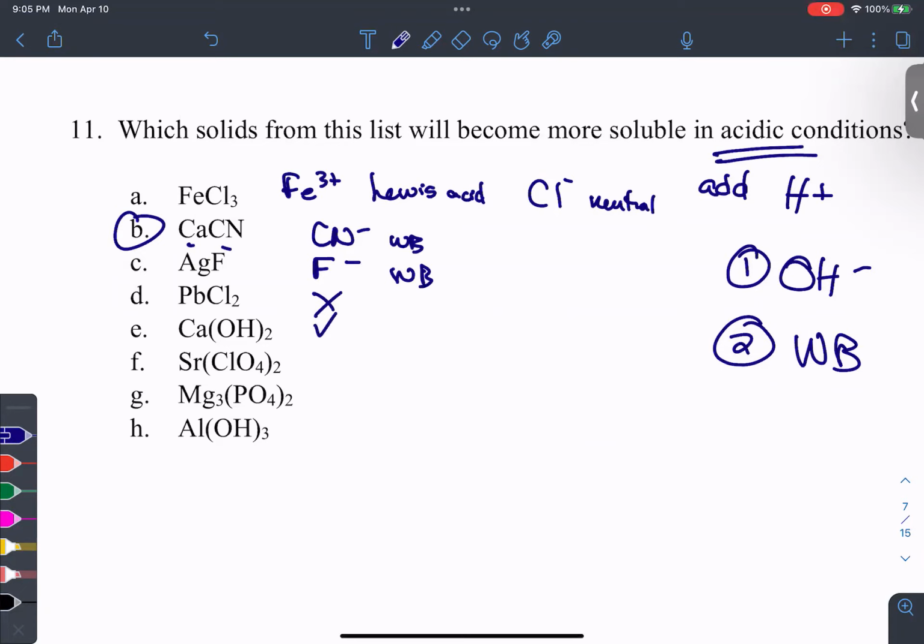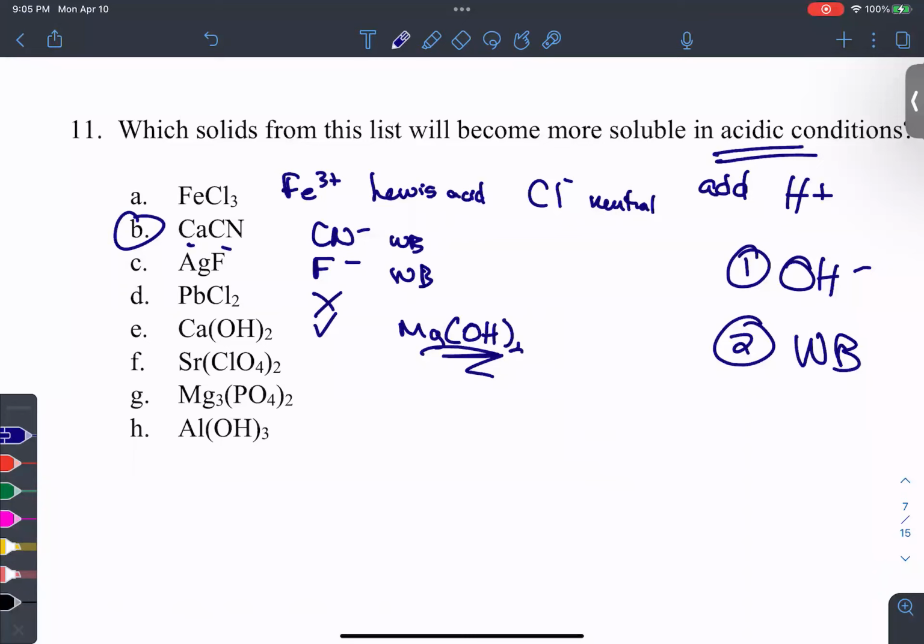Magnesium hydroxide, milk of magnesia. I did this demo. I don't think I did it for you guys because it's really messy. Did it for my other class, sorry. Well, milk of magnesia, magnesium hydroxide, will that become more soluble in acidic conditions? Yes, because there's hydroxide there. Okay, all right.